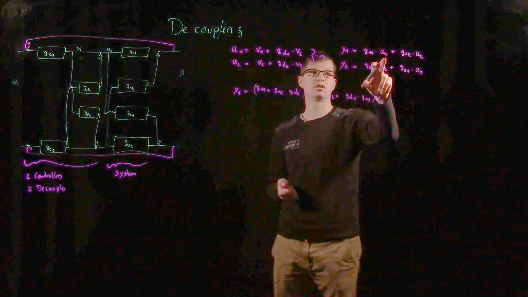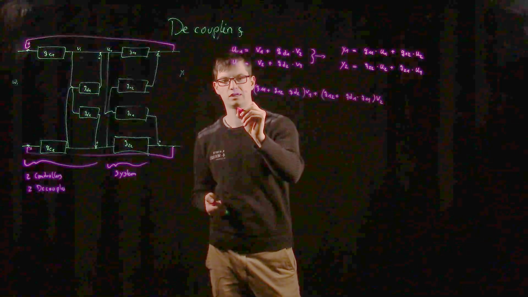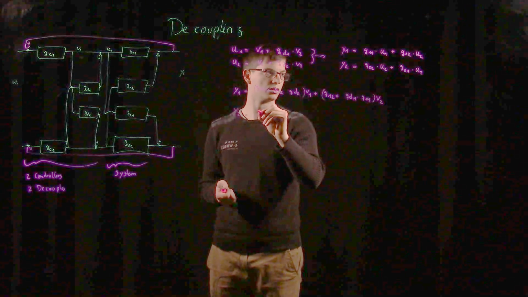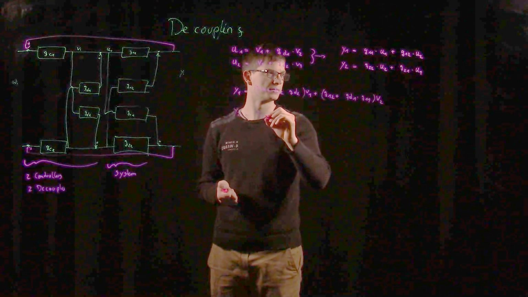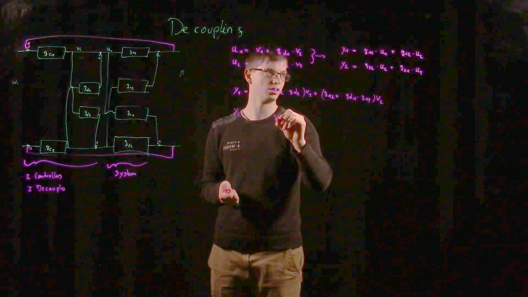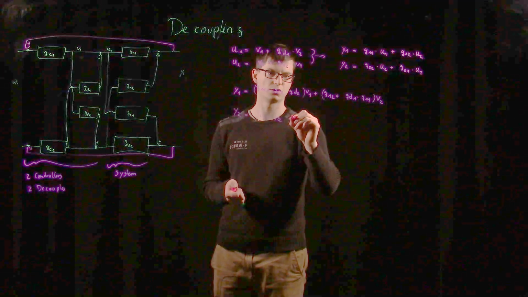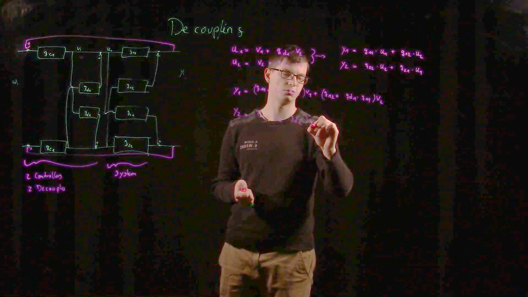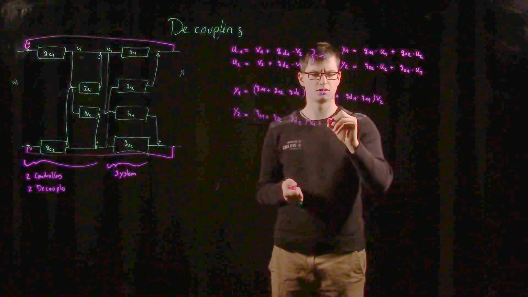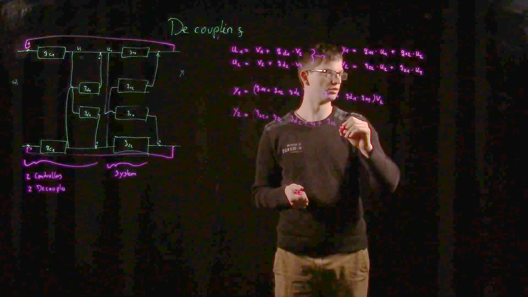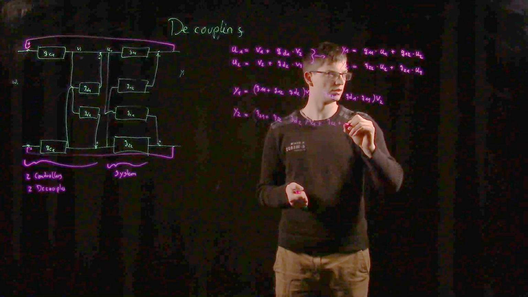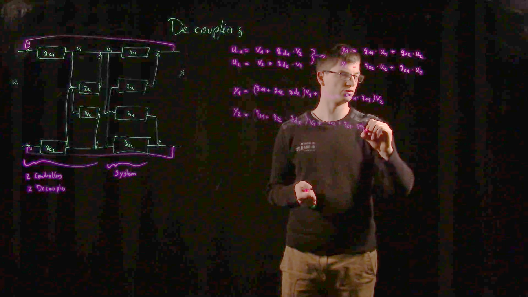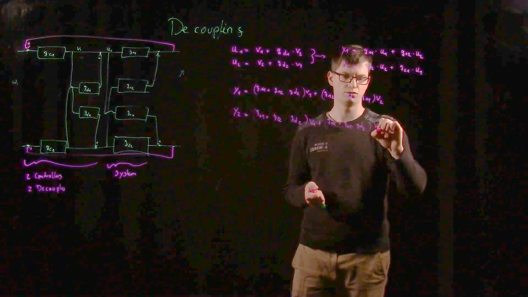And for the second equation, we can write Y2 is G21 plus G22 times GD2 times V1 plus G22 plus G21 times GD1 and everything multiplied by V2.